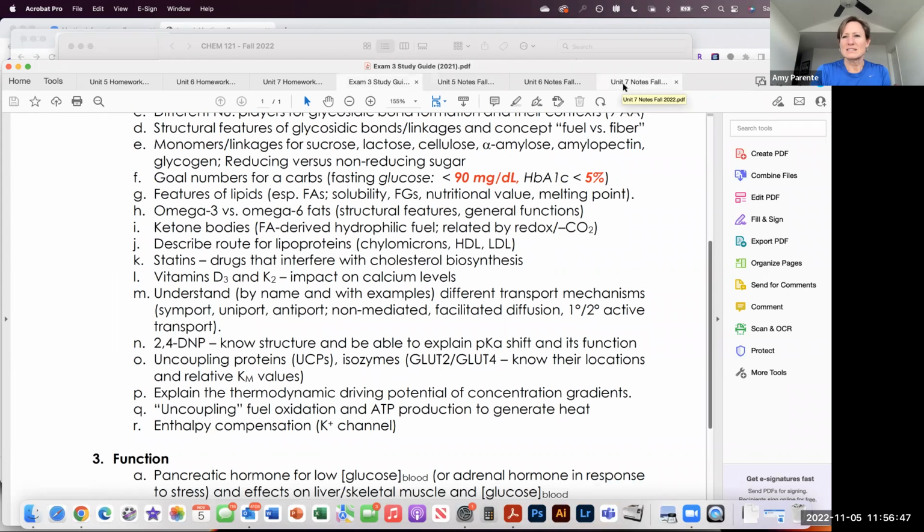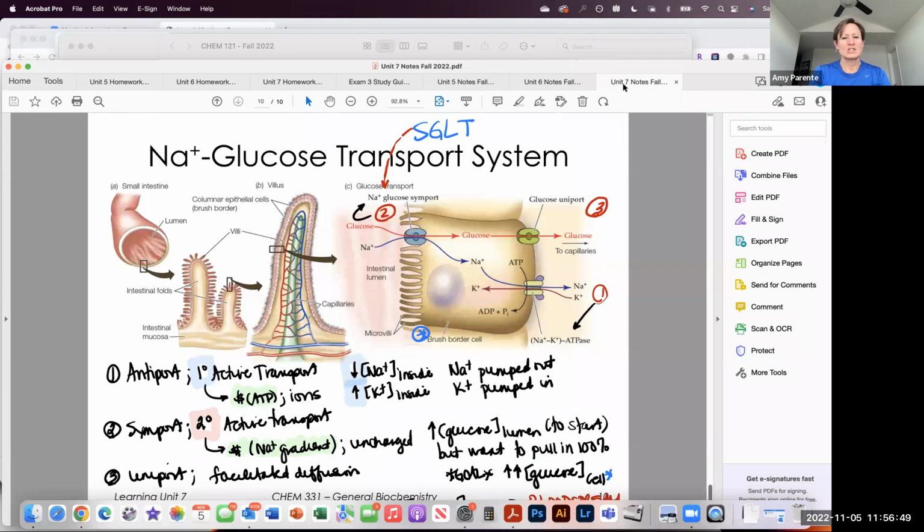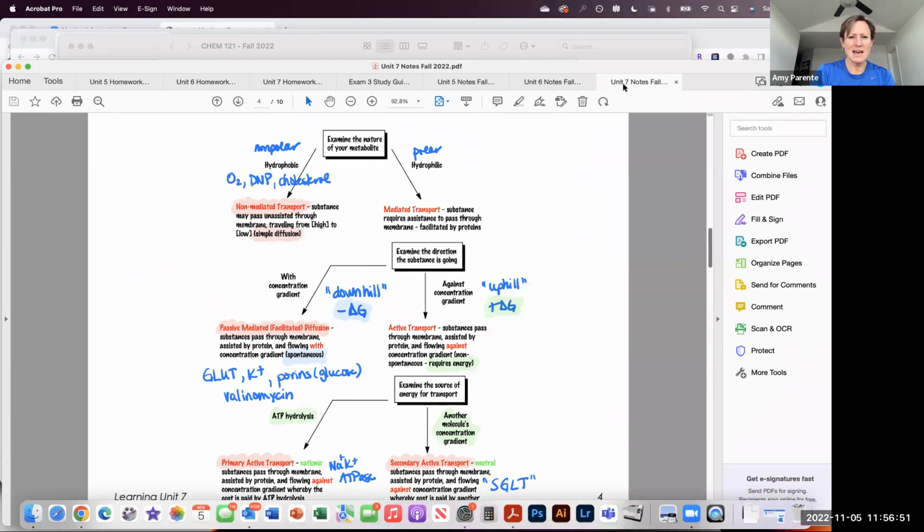So again, we had lots of examples of that, but if I come back to our notes here, this was the slide where we went through and talked about, and here highlighted in red are those four names. Non-mediated transport basically just does not require any transporter. Everything else falls under the mediated transport category. And whether you're moving things downhill and it's passive mediated, or uphill and it's active transport, then active transport is also subdivided into those two categories.